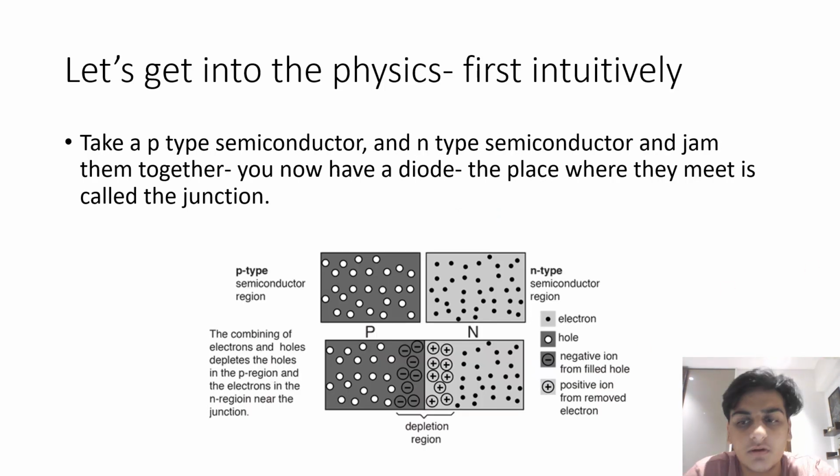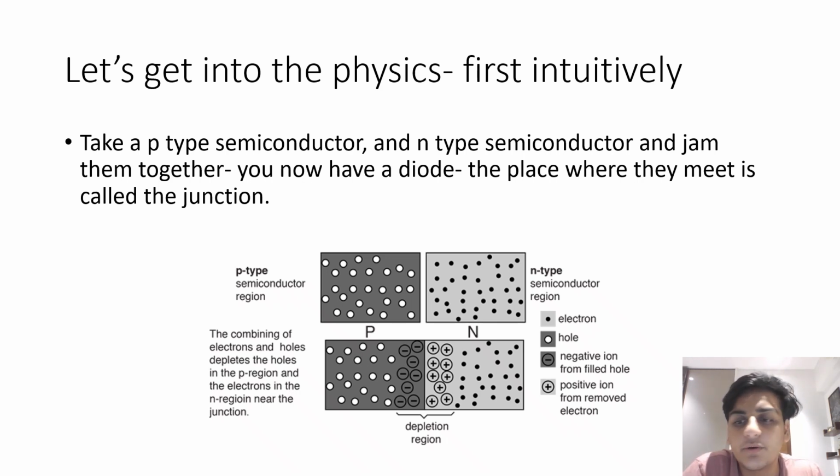Let's move on. So let's get into the physics of a diode now. First I want to talk intuitively, and then later we'll talk about it more quantitatively, in terms of band diagrams, Fermi levels, and of course the equations that we've learned so far. But it's always good to have the intuition as well.